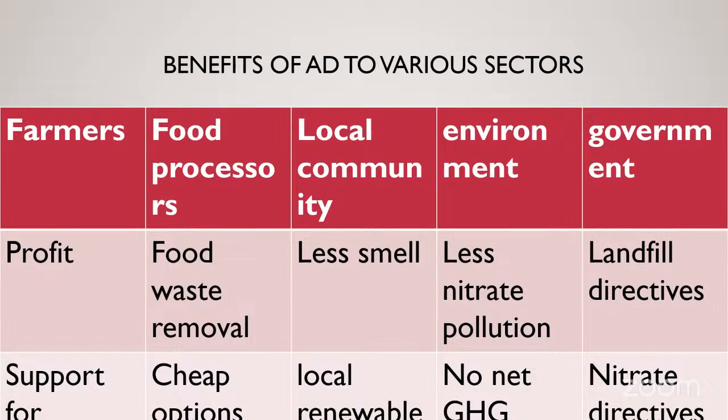So the local community is going to have renewable energy, which is locally produced in terms of heat or electricity. For the environment, we have the reduction of greenhouse gases which will be emitted into the atmosphere, and thus reducing the climate change effect. And for the government, we have the nitrate directive, which is going to be more constrained, because the amount of nitrate will be very low.